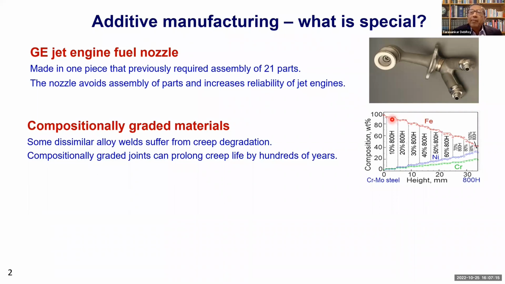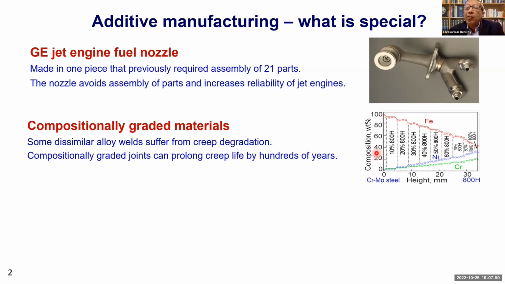We can make materials that are compositionally graded. This is a big deal in the nuclear industry, where we have many dissimilar alloy joints, particularly welded joints. And these dissimilar alloy welded joints often fail because of high temperature degradation of property that we call creep degradation. Particularly carbon diffusion is very often one of the difficulties.